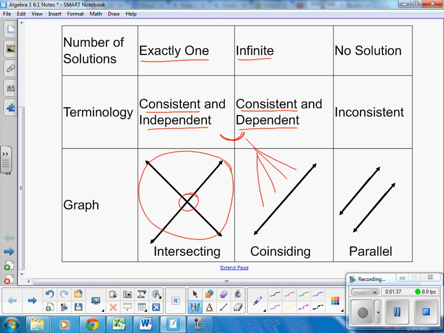There are overlapping lines here. Those are overlapping lines. They are called coinciding because they overlap. And there are infinite number of solutions. No solution is going to be inconsistent. They will never intersect. Those are parallel lines.